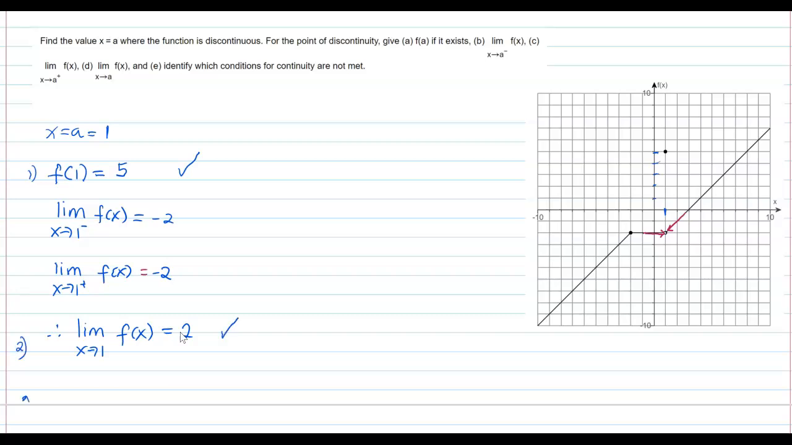The third condition, and that was not satisfied, is that the limit of the function as x approaches a must be equal to the value of the function at x equals a. These two are not equal. So see, the limit of f of x as x approaches 1 is not equal to f of 1, right? Because this is negative 2 and that is not equal to 5. So that third condition was not met. Therefore, the function is discontinuous at x equals a.